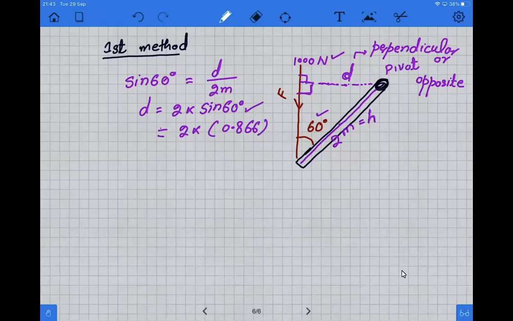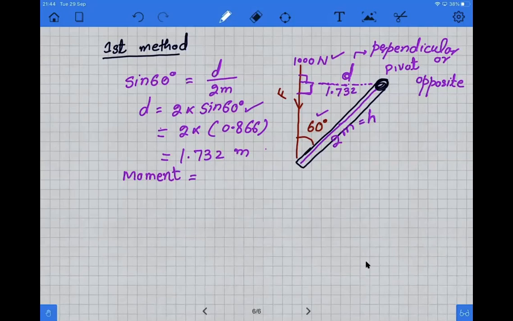If we multiply 2 into 0.866, let me check the answer. They say it is 1.732, but let's confirm that. Let me get the calculator here. So it is 2 into 0.866, and the answer is, as expected, 1.732. So this is the perpendicular distance and the force is 1000 Newton. So the moment would be the perpendicular distance D times the force 1000. The perpendicular distance we calculated to be 1.732, and the unit should be meter as it is distance.